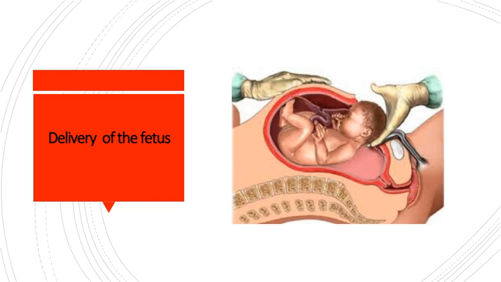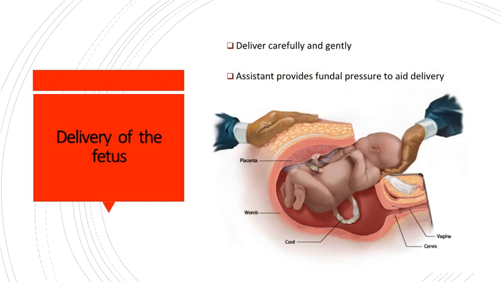In some cases, it may be necessary to disimpact the head if it is lodged deep in the pelvis with obstructed labor. This was discussed in the preparation for cesarean section lecture number 10. Once the fetal head is positioned correctly, an assistant provides fundal pressure to aid in delivery. Fundal pressure involves applying pressure to the top of the uterus, which is called the fundus, to help guide the descent of the fetus through the incision.